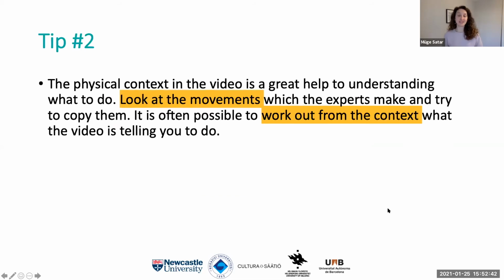The physical context in the video is a great help to understanding what to do. Look at movements which the experts make and try to copy them. It is often possible to work out from the context what the video is telling you to do.